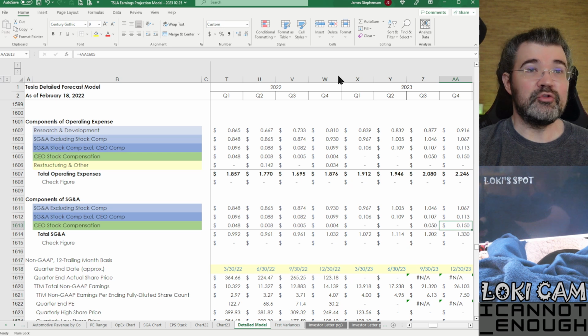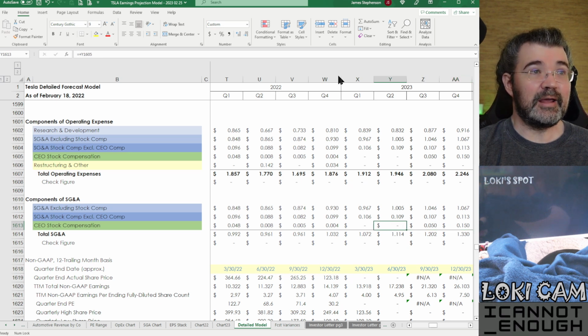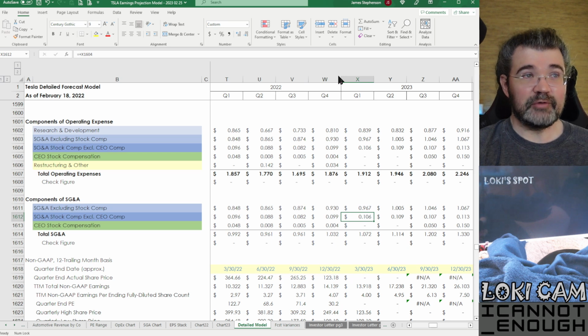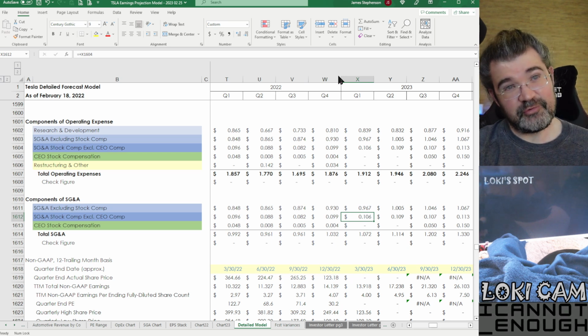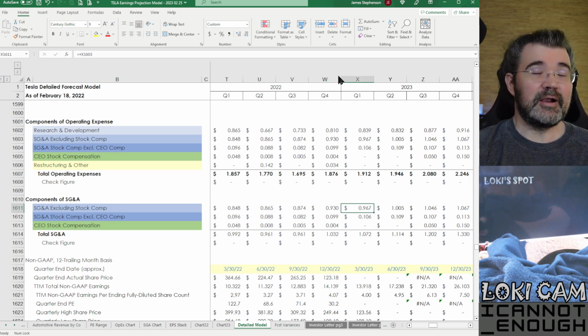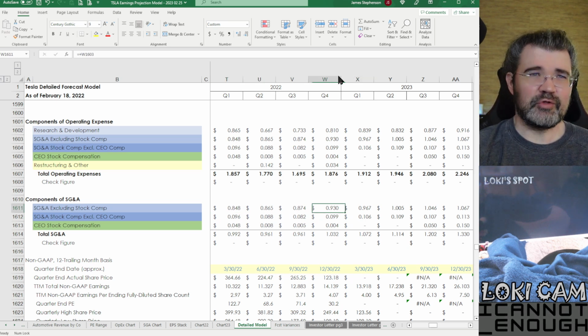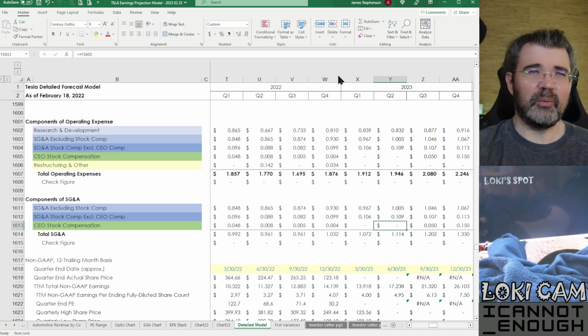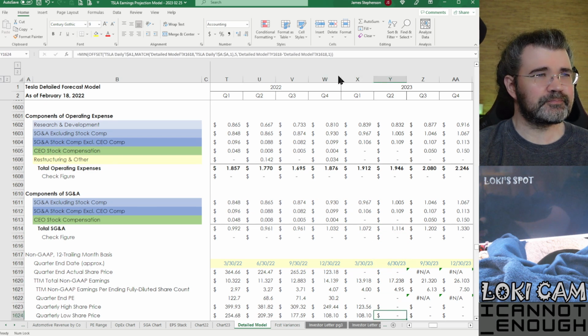Then if you want to look at just the subcomponents of SG&A, you've got the CEO stock compensation on its own line here. Then there's a line here for SG&A stock compensation, excluding the CEO's stock compensation, leaving you with the everything else that's in SG&A line. So that's just one more way of breaking down those costs.